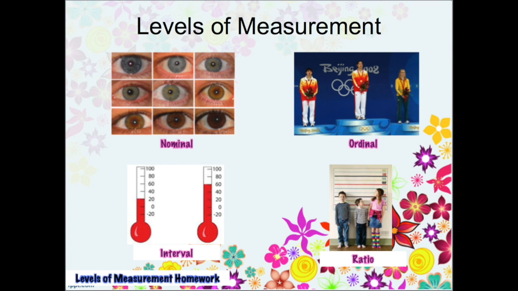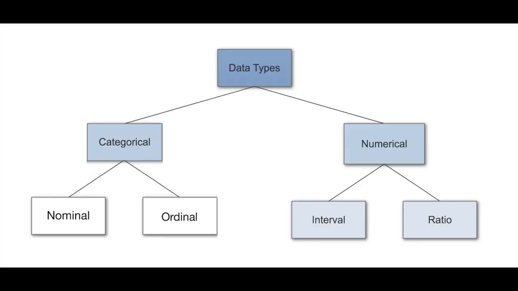Okay, so then we also have ordinal data, and ordinal data is rank ordered data, so like first place, second place, third place. I like to remember it as ordinal because you're putting things in order. We might ask people to do that in a research design.